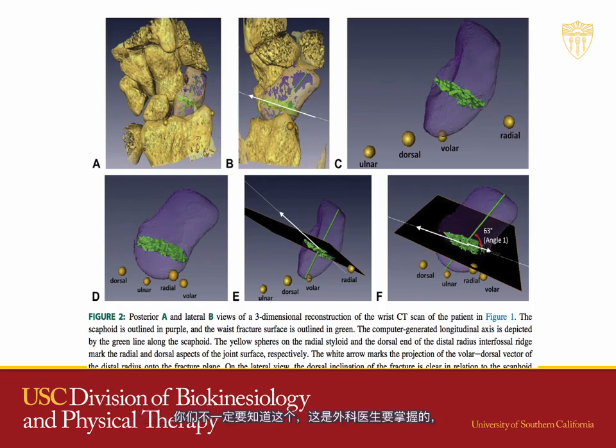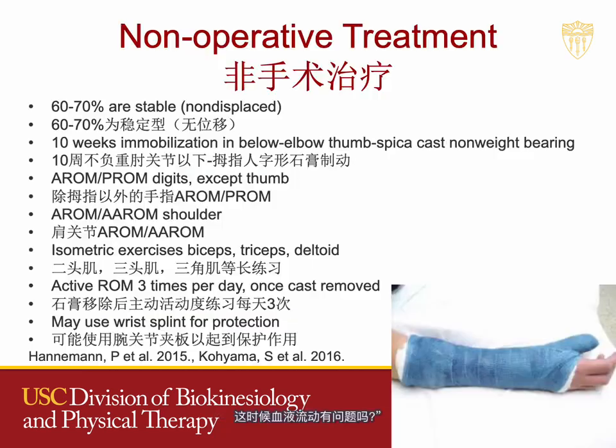You don't necessarily have to know this. The surgeons are the ones who know this, but when we're talking about complications, you're going to maybe want to look back on an x-ray and ask, where was the fracture, and is the blood flow an issue at this point? Most of these patients are not going to need surgery, okay? Most of them, 60 to 70%, are stable. They're non-displaced, meaning there's no gapping and no shifting in the bone.